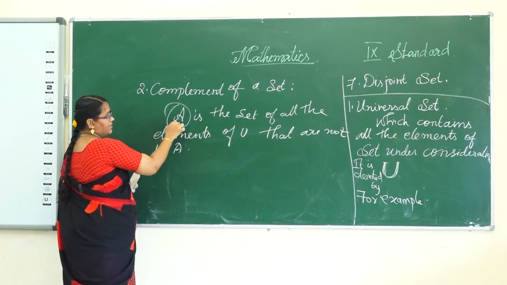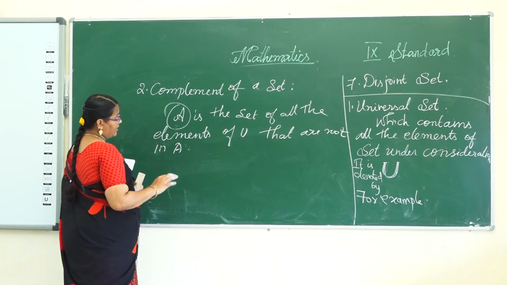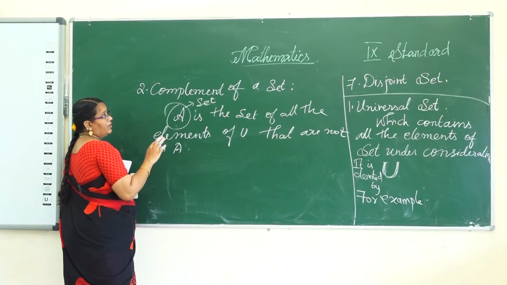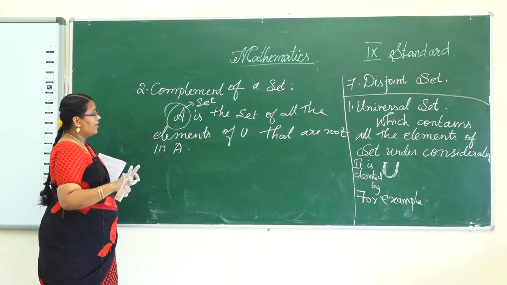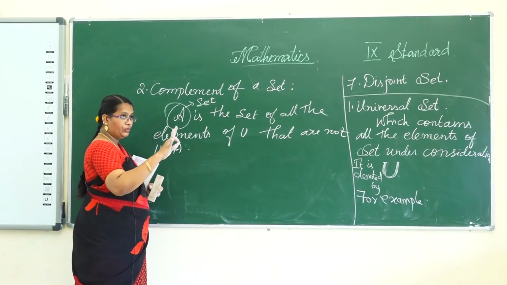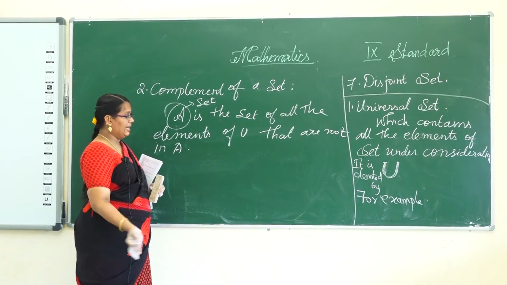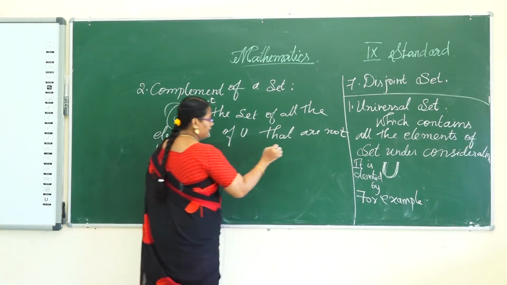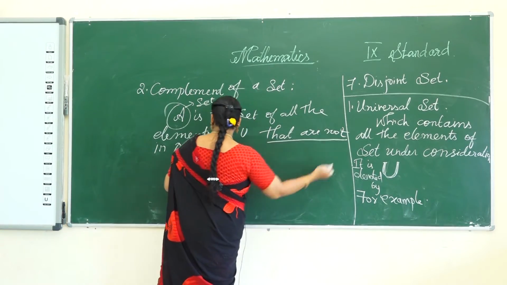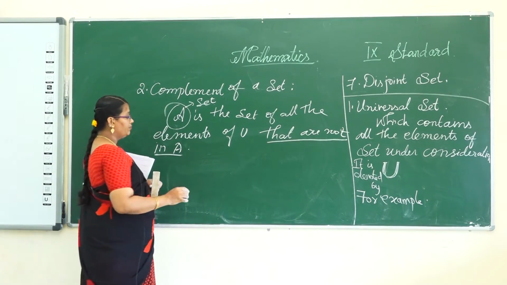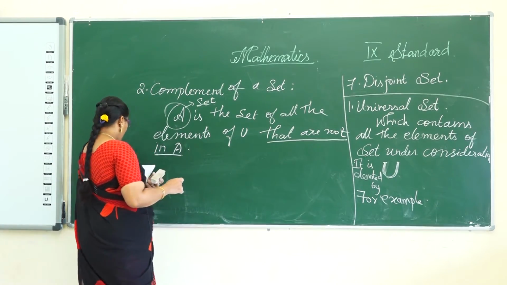So A is a set. So the complement of a set A is a set. A set is a set of all the elements of U, the universal set, that are not in the set A. The elements should not be in that set A. Okay? So what is the definition?